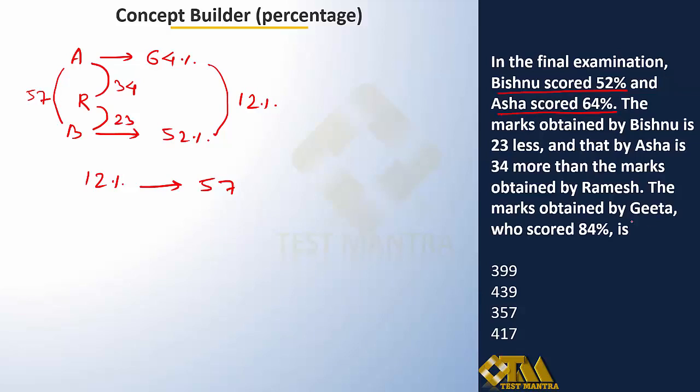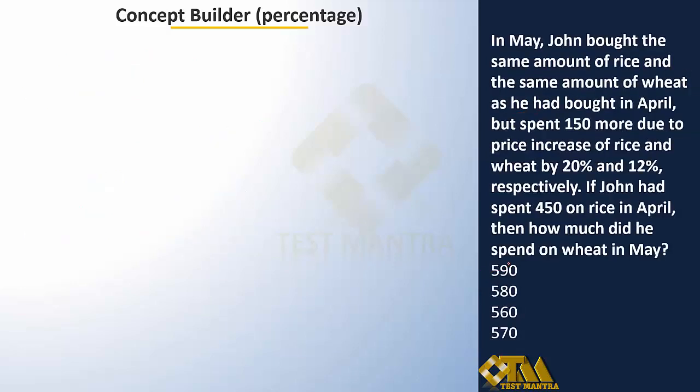Then the mark obtained by Geeta, who has scored 84%, should be how much? Let's go by the basic analysis only. So 84 is 7 times 12. That means the mark here should be 7 times this, so that's nothing but 399. My value should be 399. So we should always go by some basic assumption only. Do not go by the proper calculation part. Try to utilize the basic assumption. Let's take the next one.